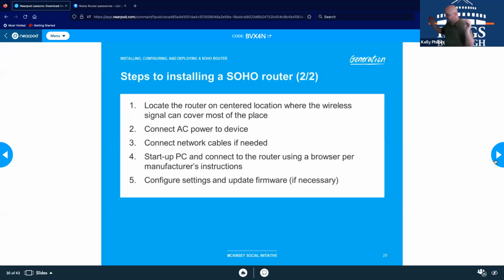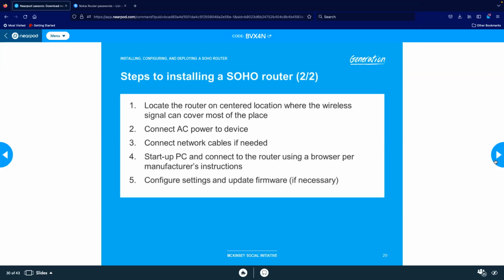All right, steps are pretty basic for setting up a router. Try to put it in a centralized location because you're using a Wi-Fi antenna and it's omnidirectional, which means it goes everywhere, goes out like a donut. You want to cover the most amount of space in one shot. Connect it to an AC power supply, hook up any needed network cables, start up your PC, and then log into the router. Manufacturer's instructions should give you the generic sign-in and password, and then you can configure your settings, update your firmware, all that fun stuff. So what's our homework for tonight?